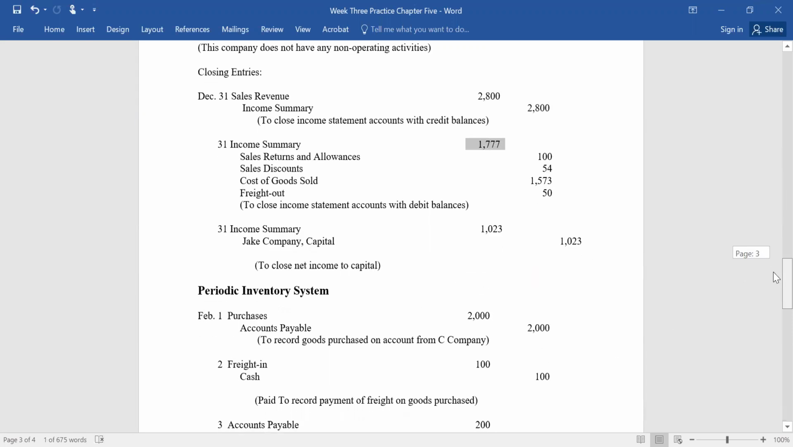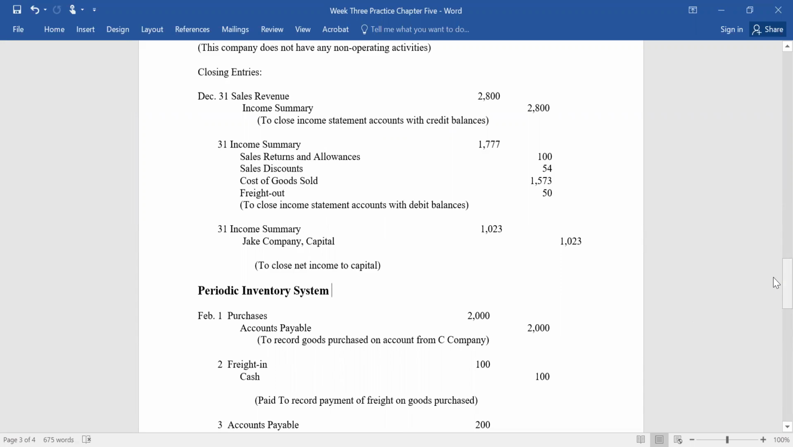We then need to close income summary. So to do that, since at this point we would have a credit balance in income summary, 2,800 minus 1,777 is 1,023. We're going to debit income summary and we're going to credit Jake Company Capital for that 1,023.